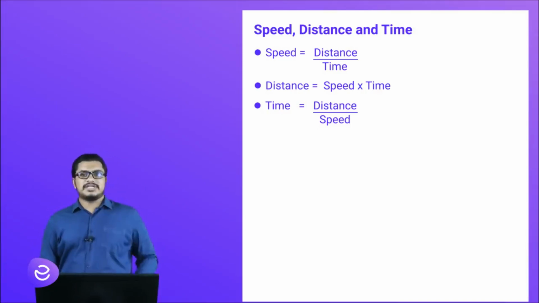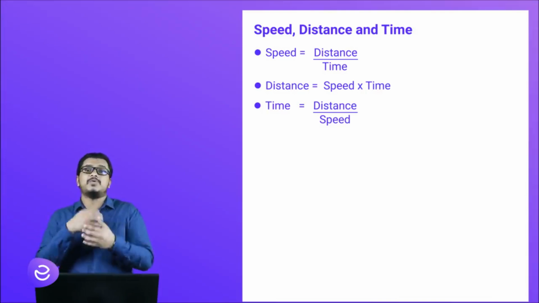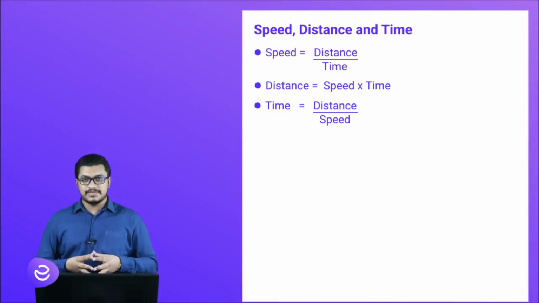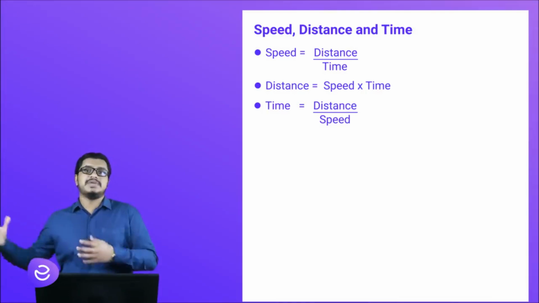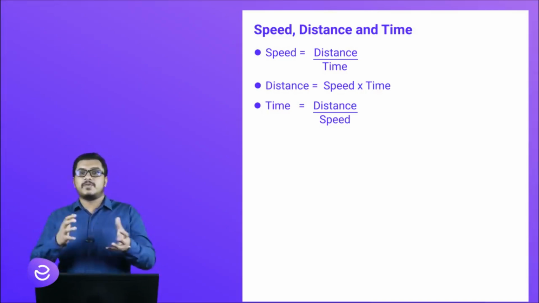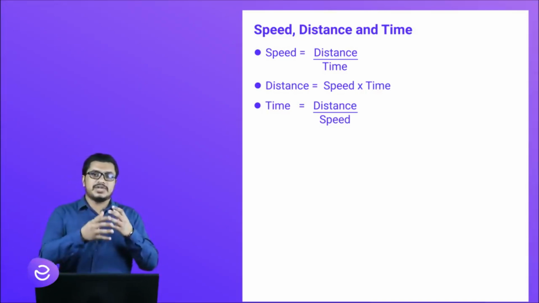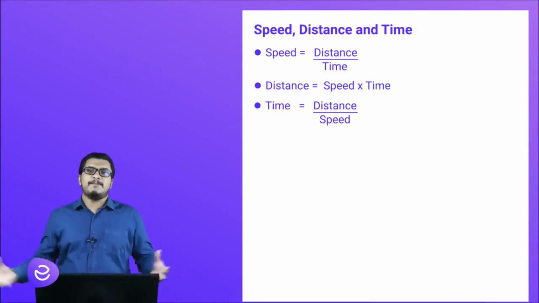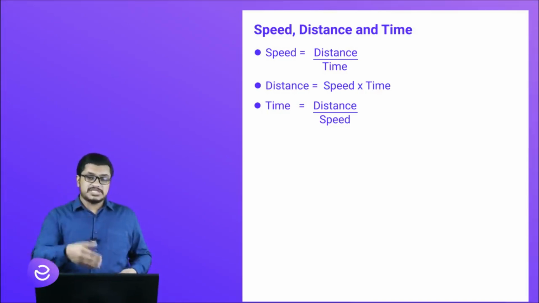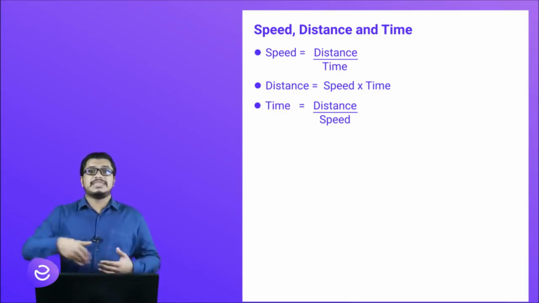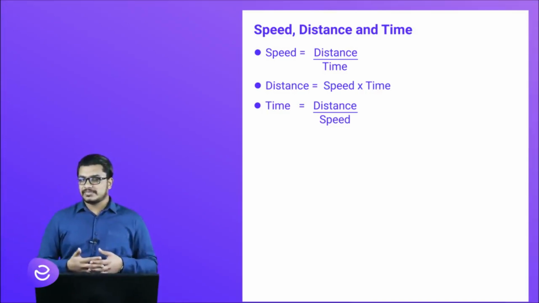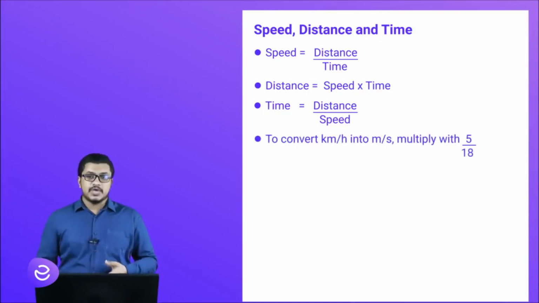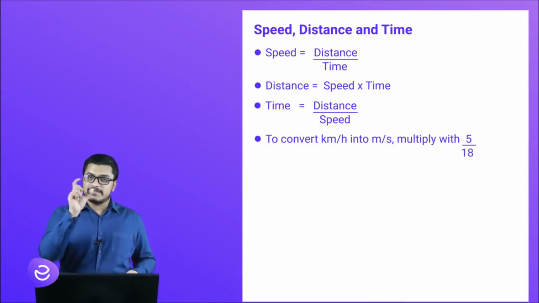Now two things we have to understand here. The first thing is how to convert units. Sometimes the speed will be given in kilometer per hour, and the distance might be given in meters. So you have to make the units the same. You can't compare kilometer in speed and meter in distance. Sometimes the speed will be given in kilometer per hour and the time in seconds. So to convert kilometer per hour into meter per second, you have to multiply the speed by 5 by 18.